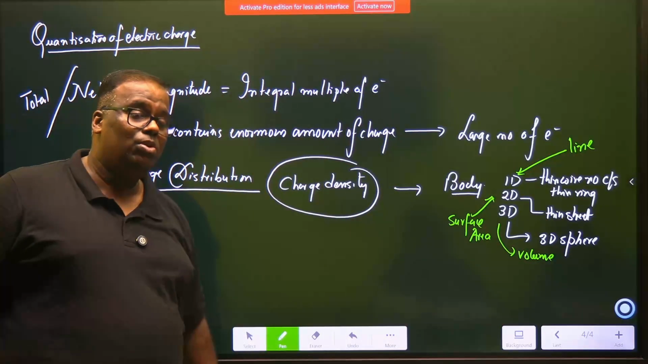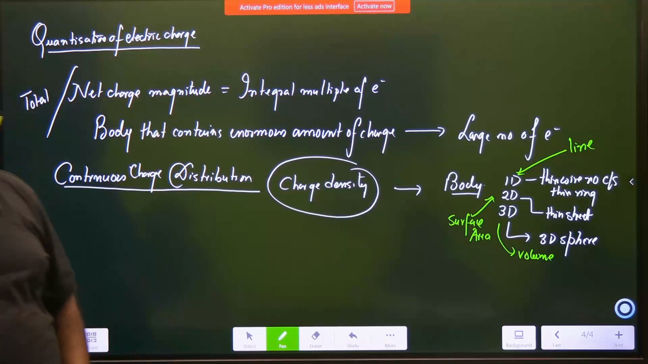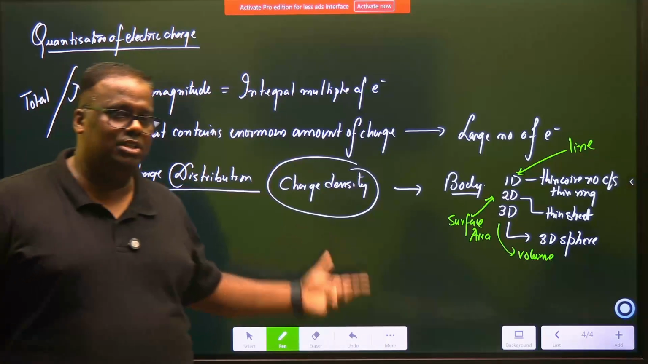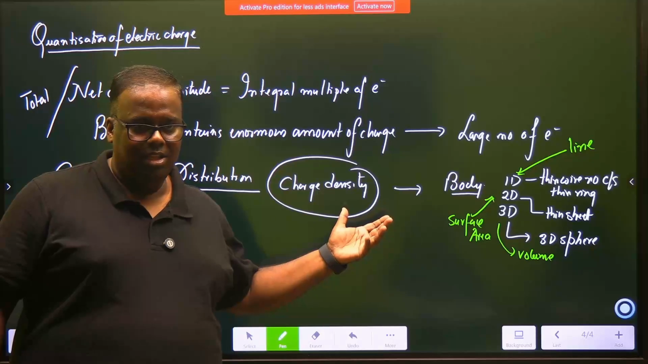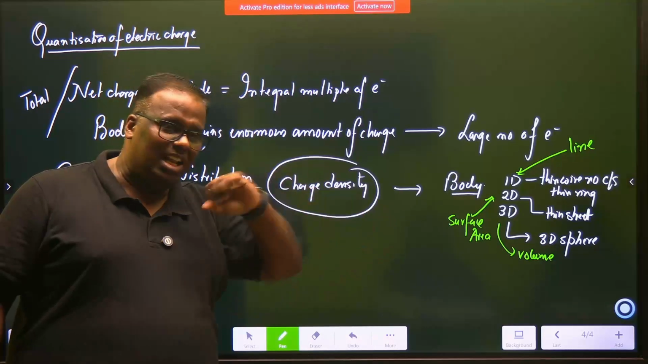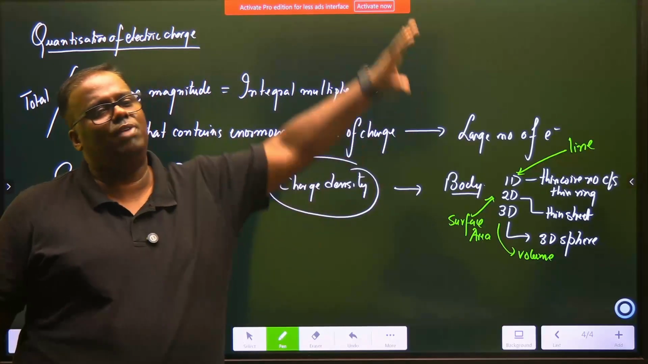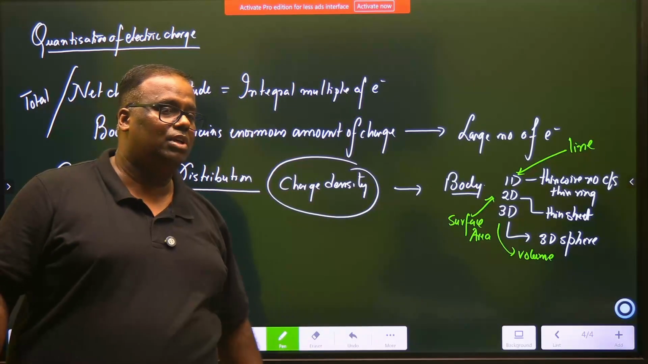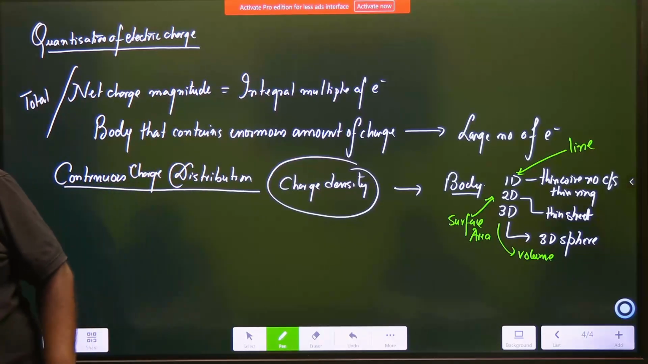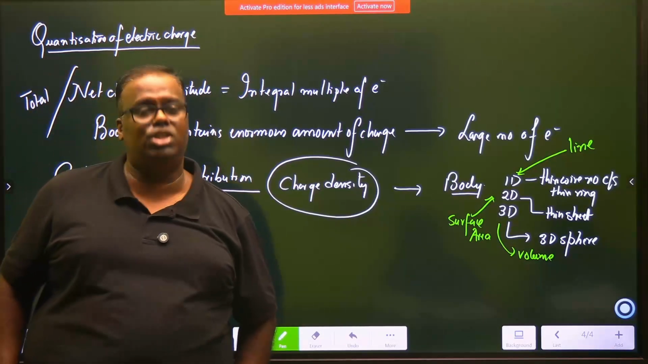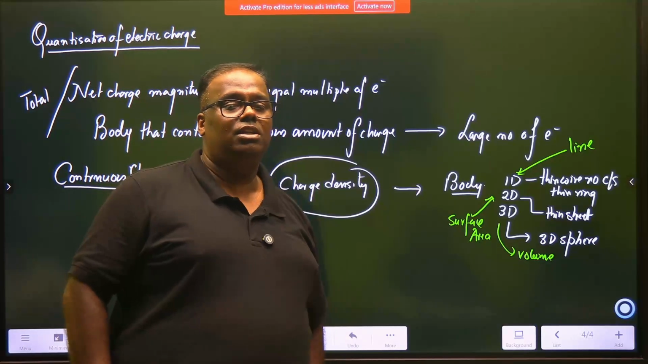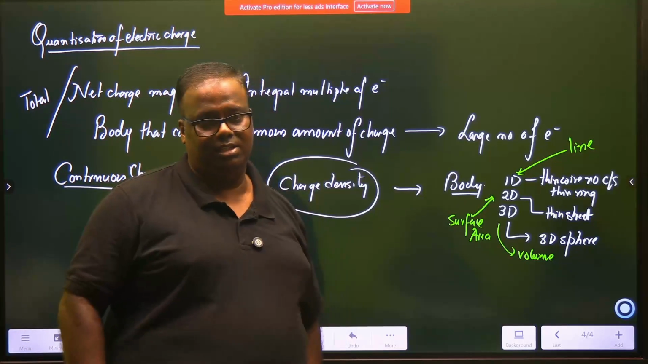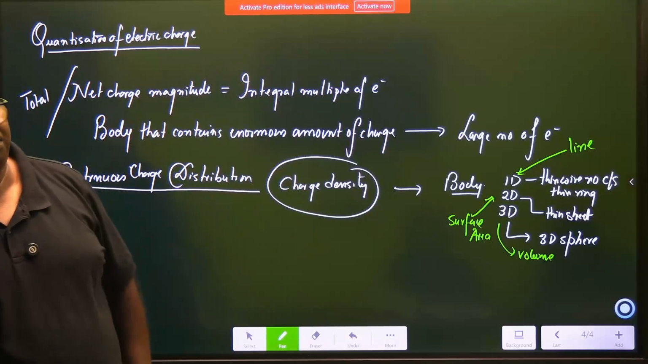So I now have continuous charge distribution over three different types of bodies. A one-dimensional body which is like a thin wire, and there it is the length that matters to me because the body is infinitely long. I can have continuous charge distribution spread across an area or a surface like a thin sheet. I can have continuous charge distribution which is over a 3D body, inside. Got it?